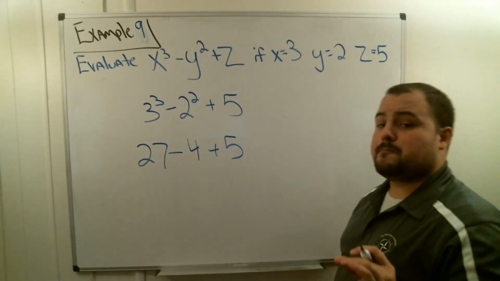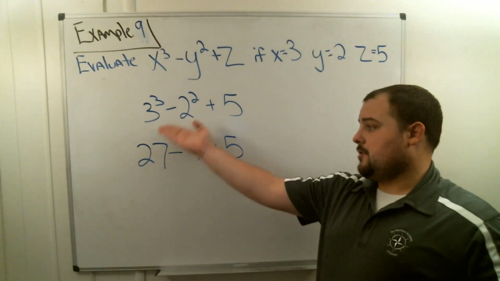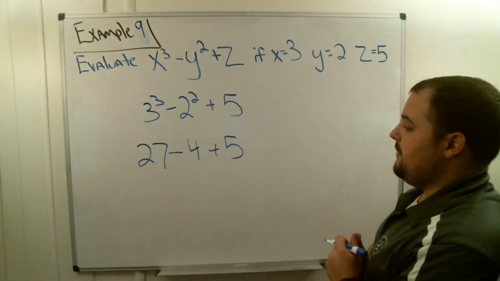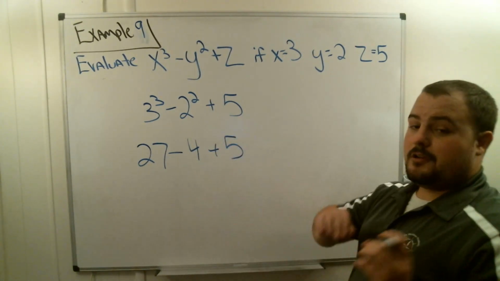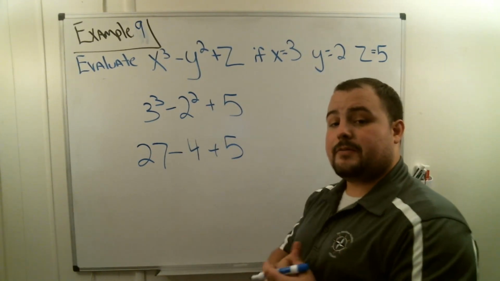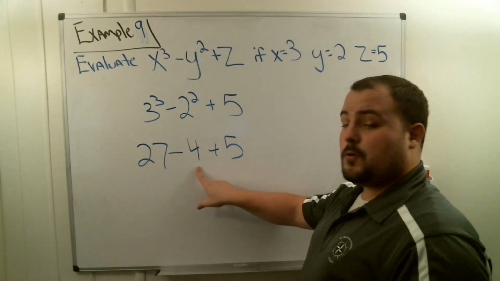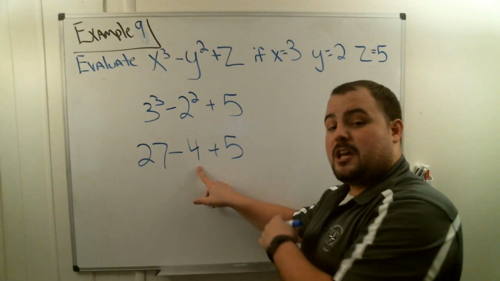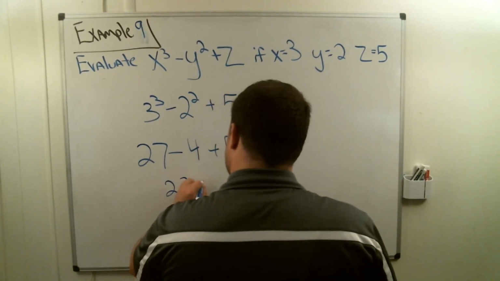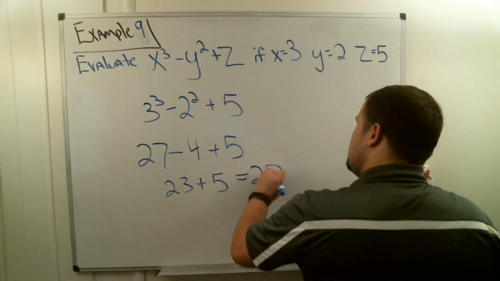So now looking at this problem, we've gotten rid of all the exponents. We've changed our exponents to the actual answer. Now, PEMDAS says we do addition or subtraction. It matters which one comes first going from left to right, so that way everybody gets the same answer. So we're going to take 27 minus 4 because subtraction came before that addition. 27 minus 4, that's 23. And now we can add the 5. 23 plus 5 equals 28.